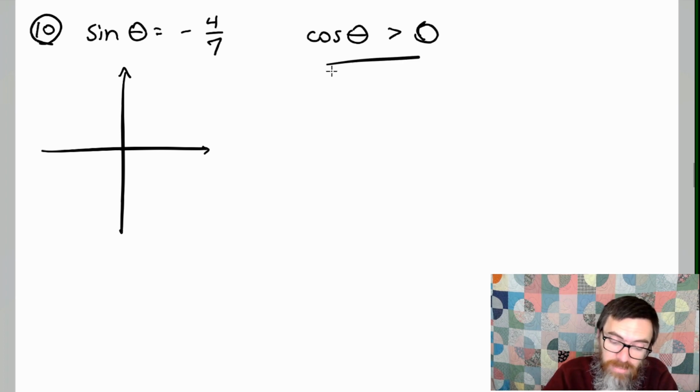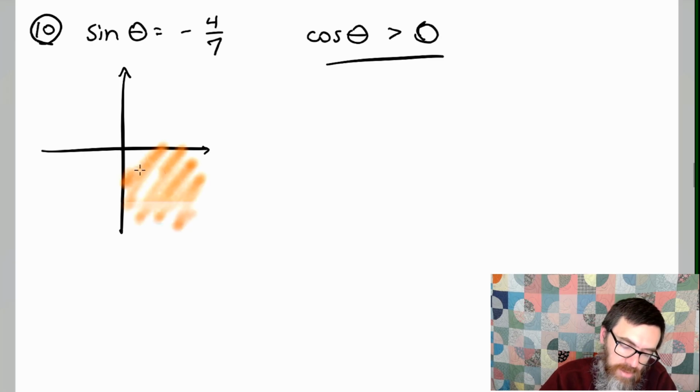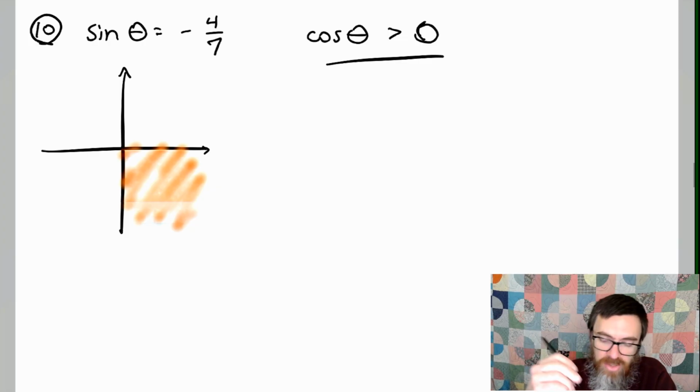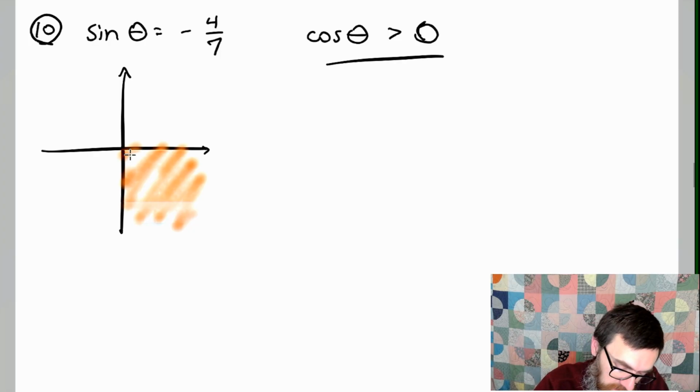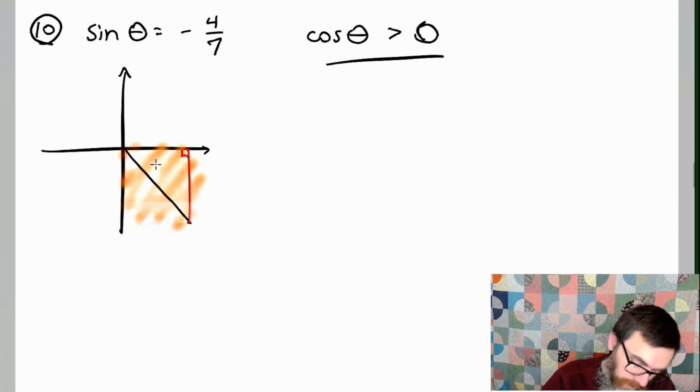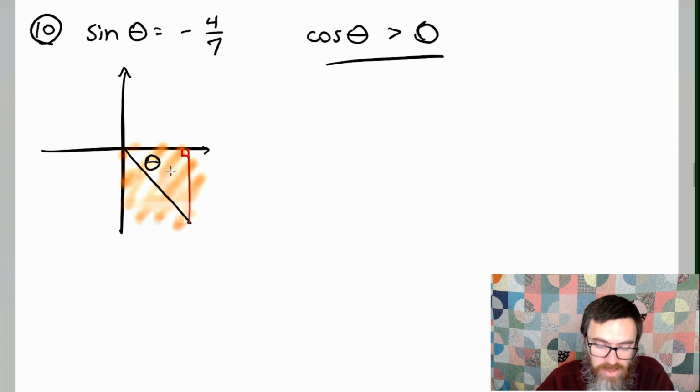And where is cosine positive? Cosine is positive in quadrants 1 and quadrants 4. So it seems to reason that that's the region where my theta lies. Because sine is negative because it's down and cosine is positive. So let's see if that works out. Okay, let's do the perpendicular like we've been doing. There's my theta.